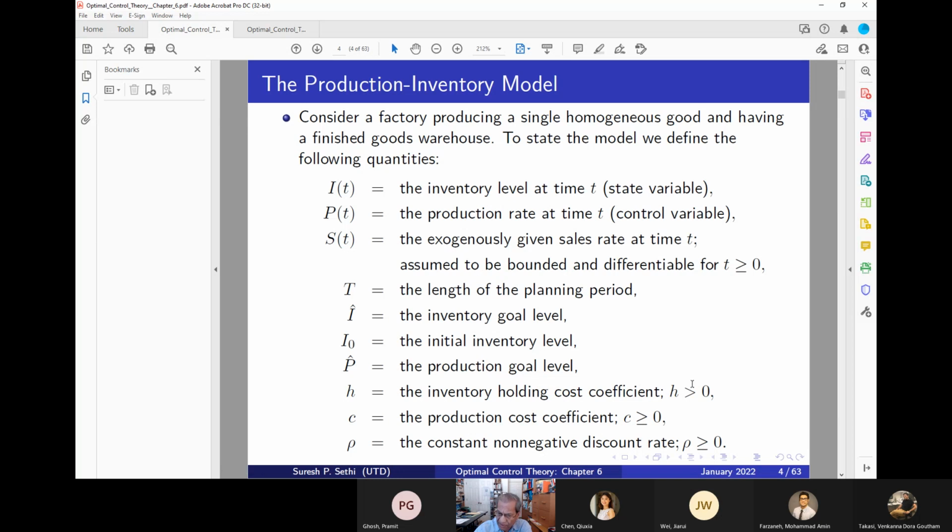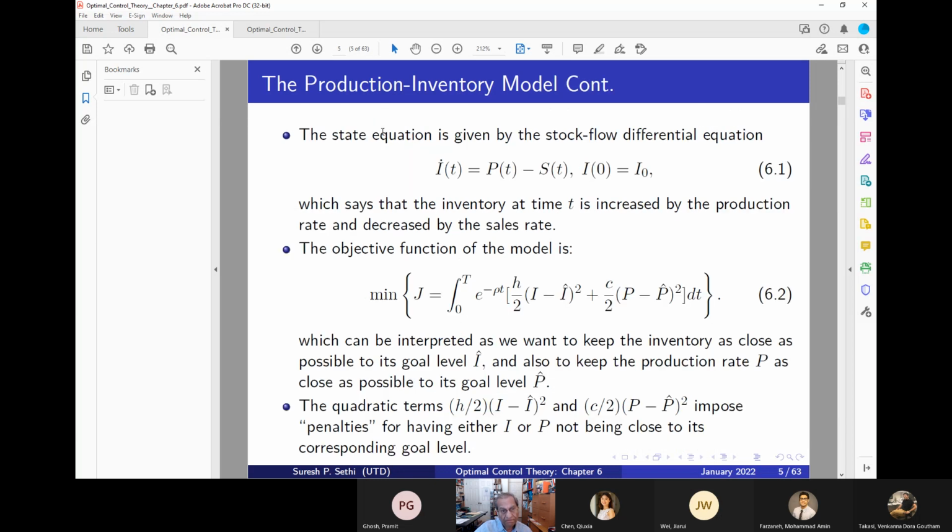H is the inventory holding cost. C is the production cost coefficient, and rho is the constant non-negative discount rate, rho bigger than or equal to 0. If it's finite horizon, we can have rho bigger than or equal to 0. If it's infinite horizon, we must have rho strictly bigger than 0. It's a deterministic problem.